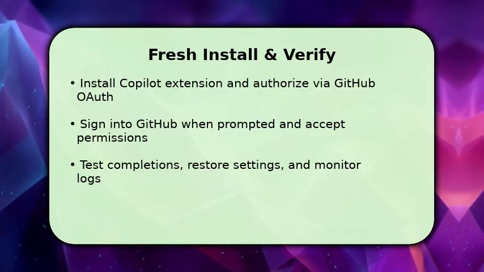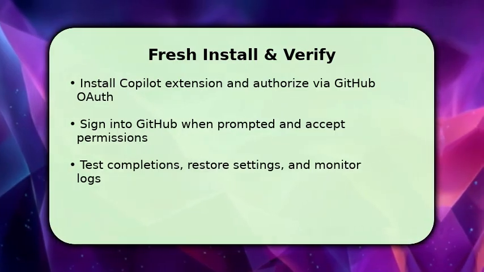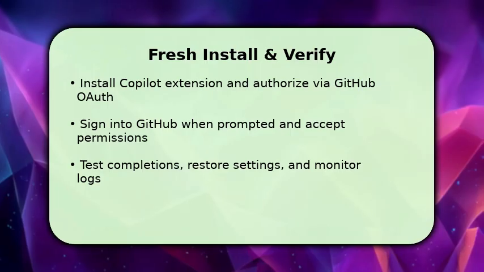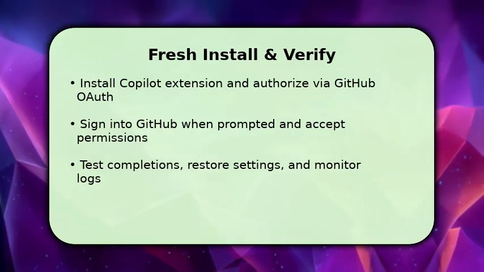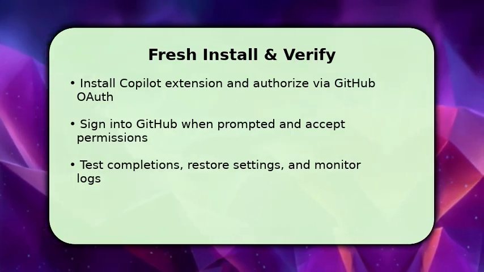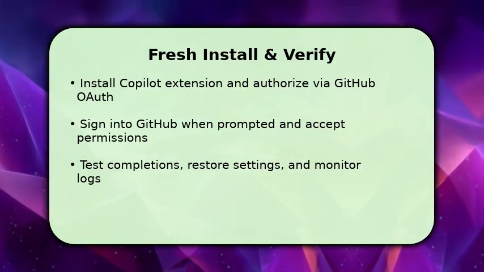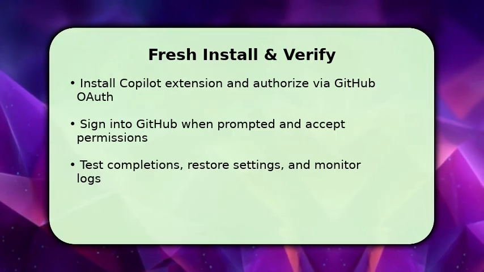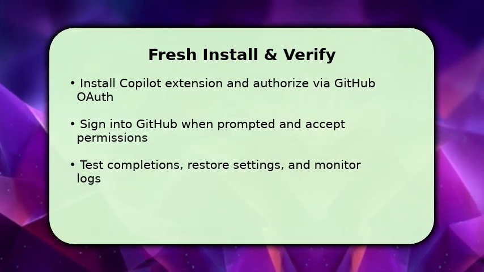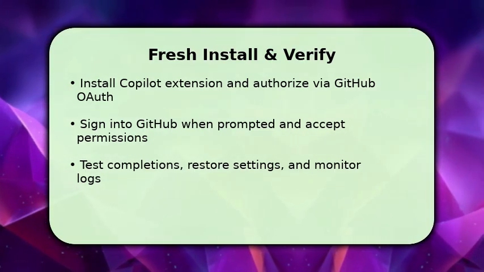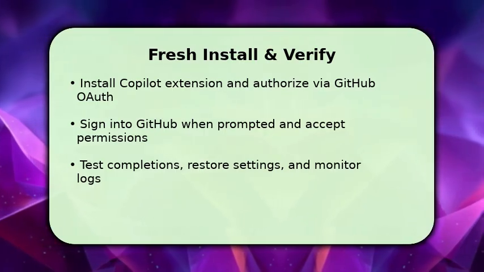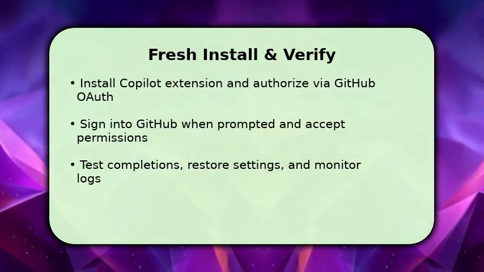Once authorized, enable Copilot in the editor settings and restore your backed up preferences. Run a few code completions and check the extension logs or output panel to verify normal operation. If suggestions fail, try disabling other AI extensions. Key troubleshooting tip: clear credential helpers and browser cookies, then repeat the OAuth authorization to eliminate stale tokens.